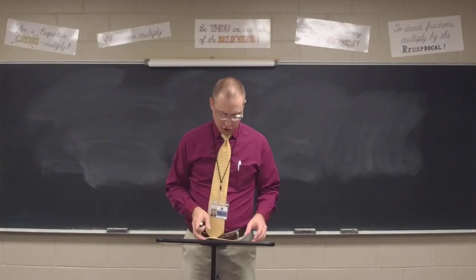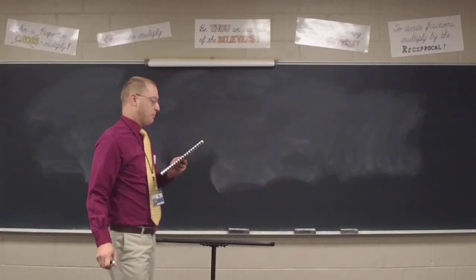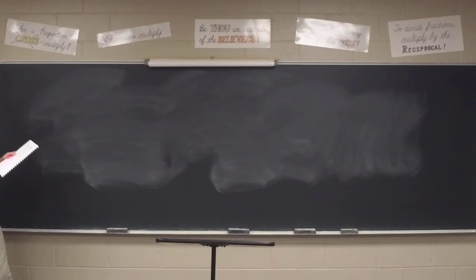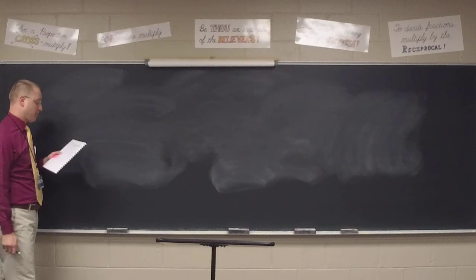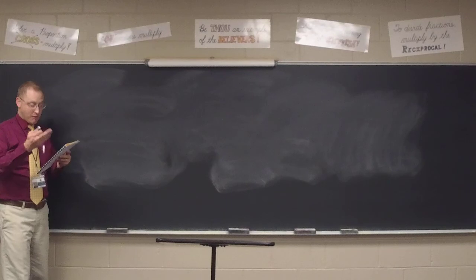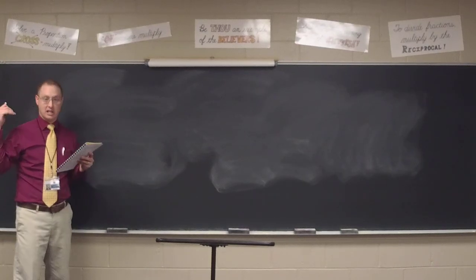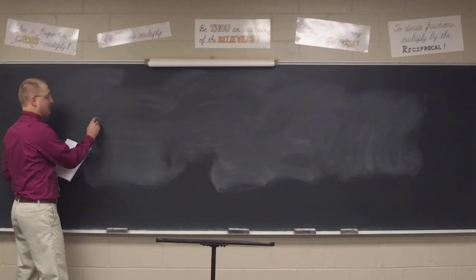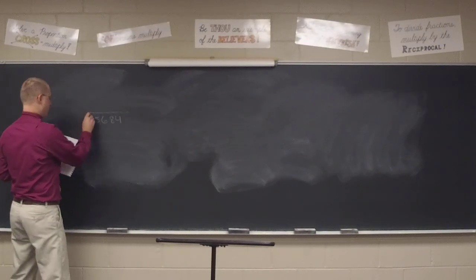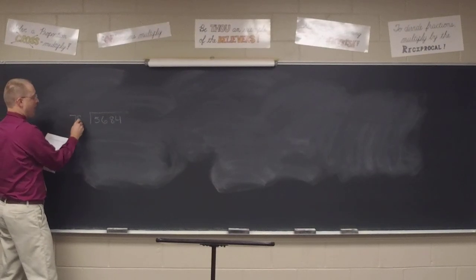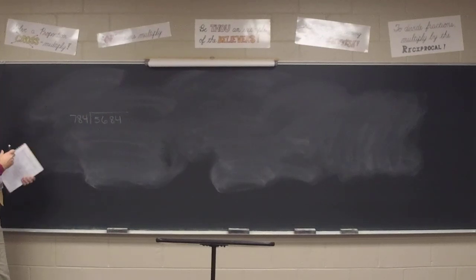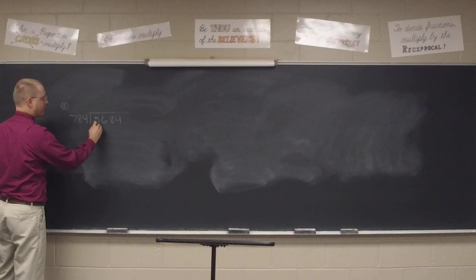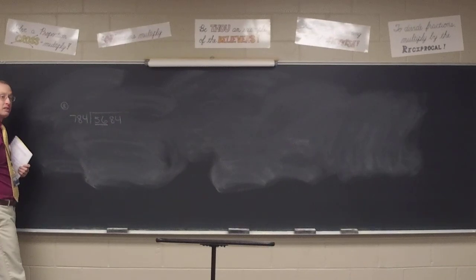And the first one, we said that an object apparently travels 5,684 miles at a rate of 784 miles per hour. And I gave you the equation. All you have to do, class, is divide the distance by the speed. So we take the distance and we divide it by the speed. And what do we use for our estimator here, class? 8. And we ask ourselves, how many times does 8 go into 56? And the answer, of course, class, is 7.